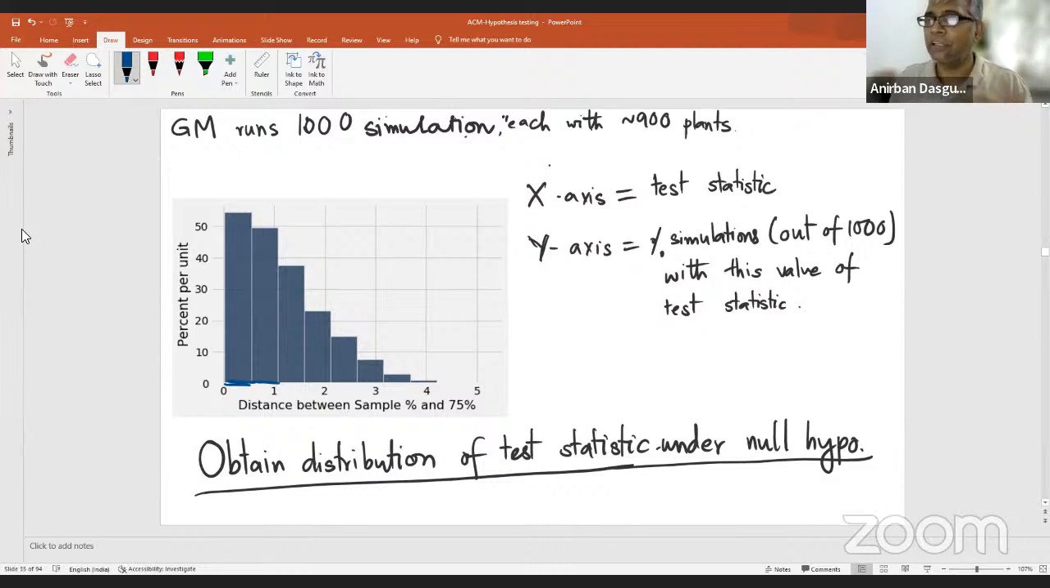So this is, in some sense, the distribution of the test statistic under the null hypothesis. That's what he's done. He's done an actual simulation.